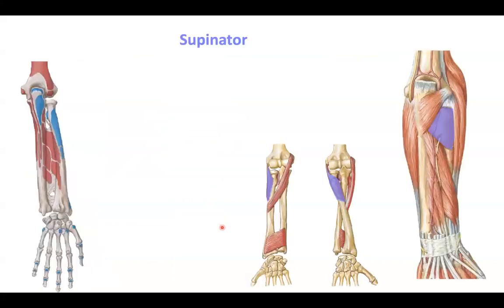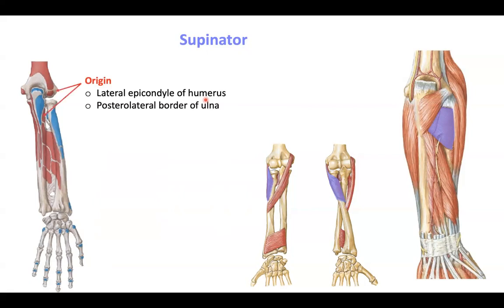So first, let's see supinator muscle. It's a short muscle. It doesn't cross the wrist joint. It's a very short muscle. It ends here. So it originates from the lateral epicondyle of humerus and from the posterolateral border of the ulna.